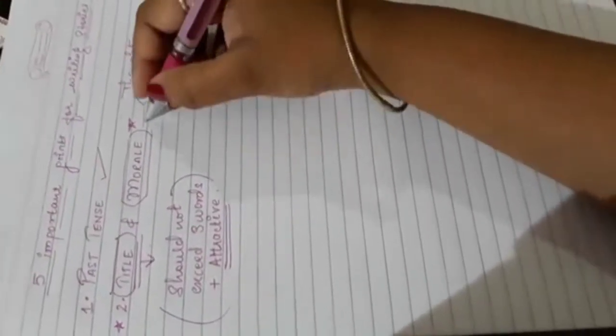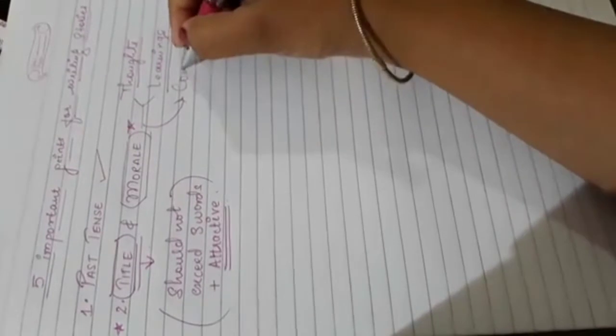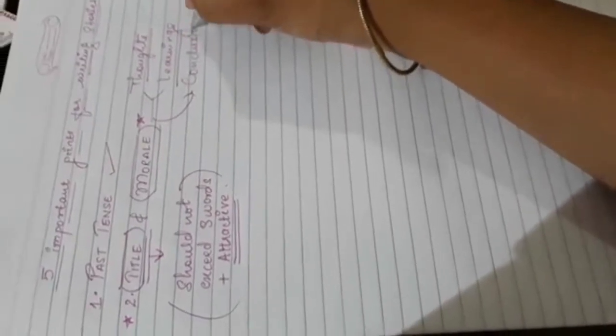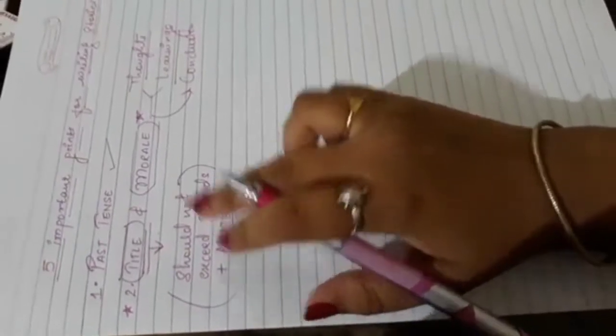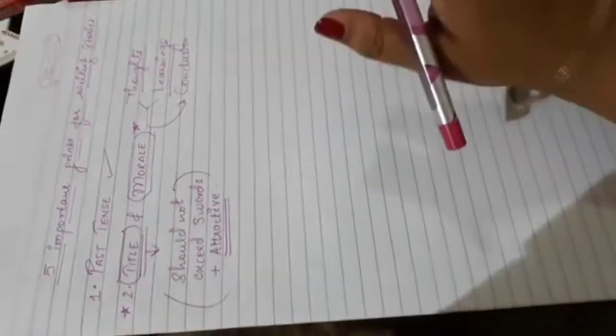Here you are going to write one kind of a conclusion, that whatever you have learned from the story and what is the thought of the story actually. So this is the second point, which is very, very much important. Without this, your story will be completely incomplete.